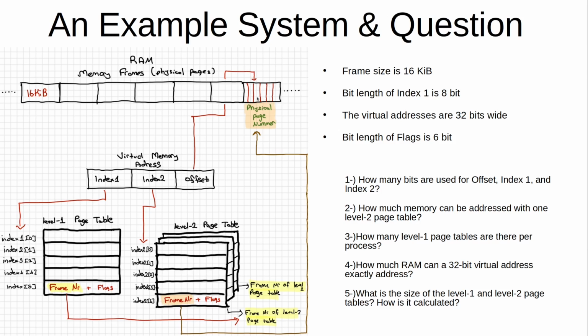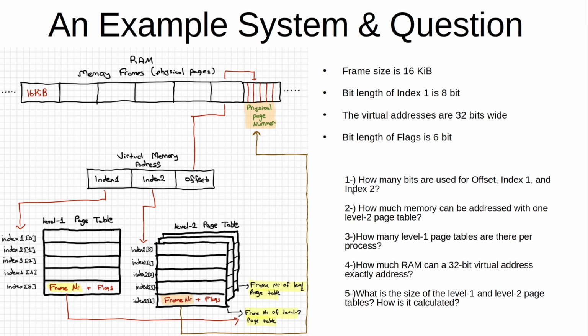Index 1 is already given to us, 8 bits. 14 bits for the offset, 8 for index 1, that's 22 bits total. We have a 32-bit virtual address, so the remaining 10 bits go to index 2. That's our answer. Offset 14 bits, index 1 8 bits, and index 2 10 bits.